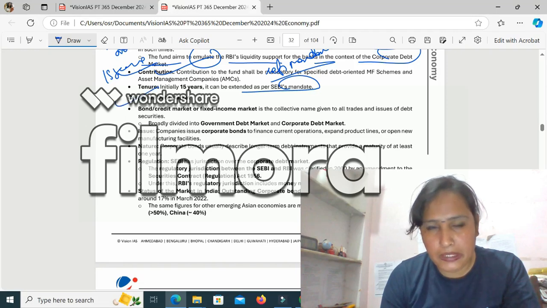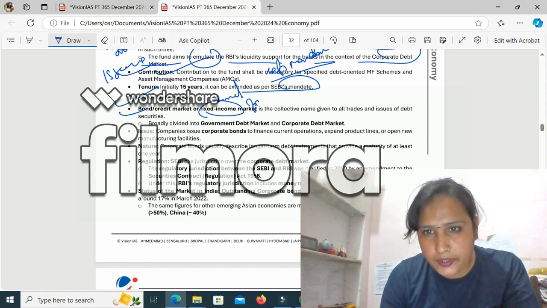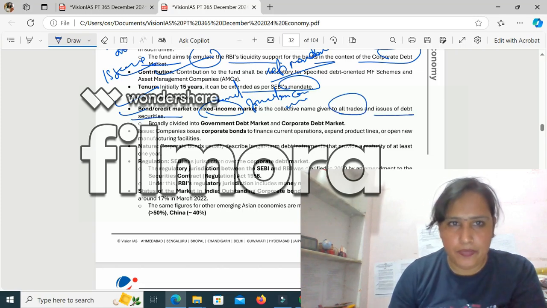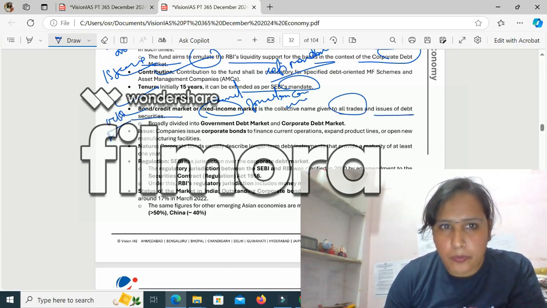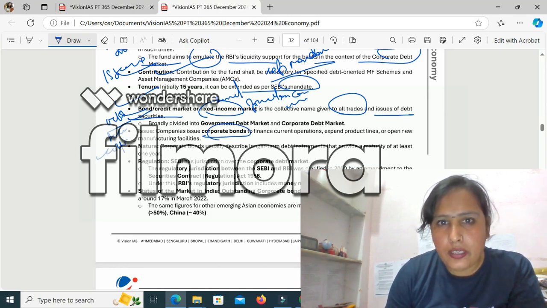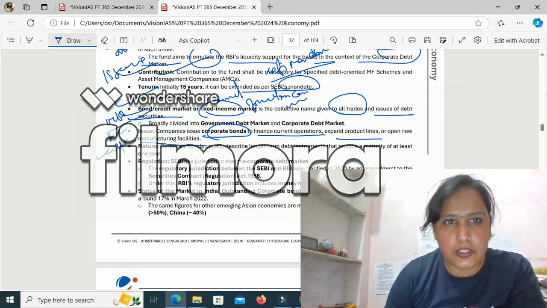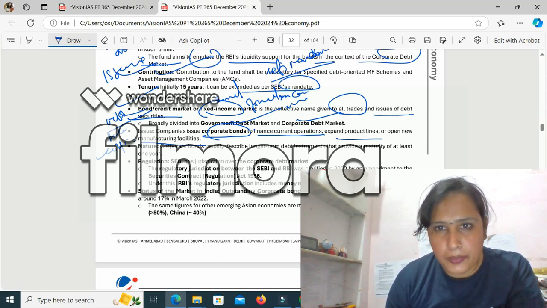So the corporate debt market includes bonds, the credit market, and the fixed income market. It is a fixed income market, a collective name given to all trades in issued debt securities. So this issues debt securities, which can be bonds, such as corporate bonds. Some companies issue corporate bonds to finance current operations, expand product lines, and open new manufacturing facilities. The debt market is broadly divided into the government debt market and the corporate debt market. In the government debt market, you know about treasury bills and G-securities. In a similar way, there is the corporate debt market, which includes bonds and stocks.